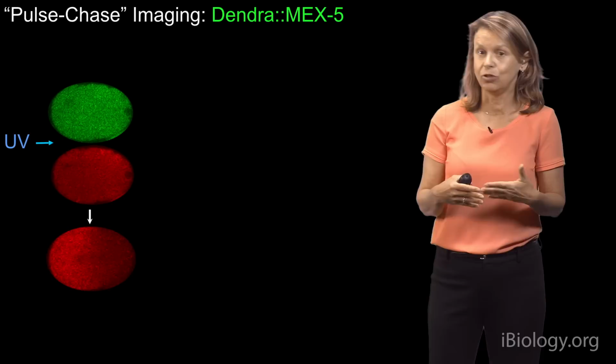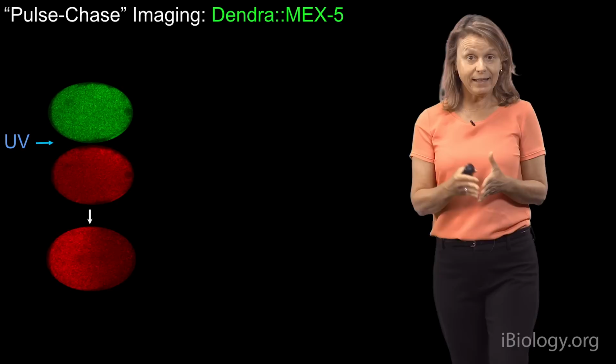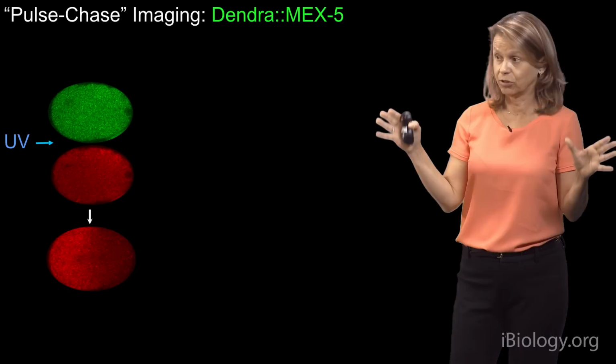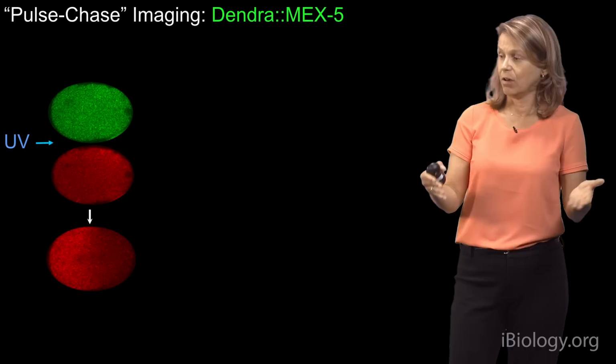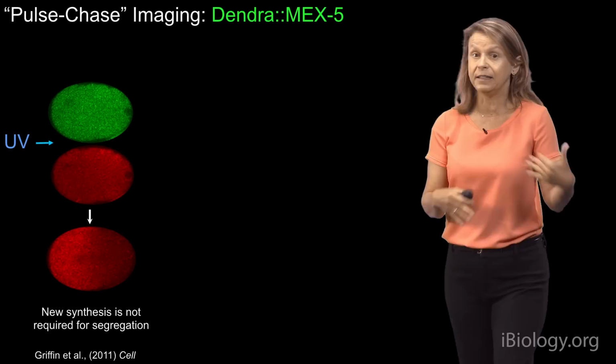So when he did this experiment, just exposing the whole embryo to UV light, he saw that this red MEX5 protein was able to redistribute into a gradient during the polarization process of the zygote. And so from this, he concluded that you don't need any new synthesis. Whatever protein is already there, it knows where to go.